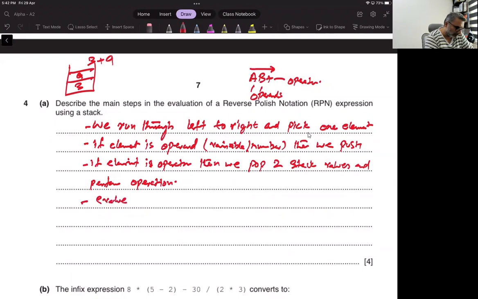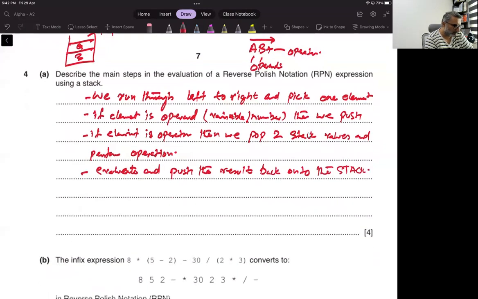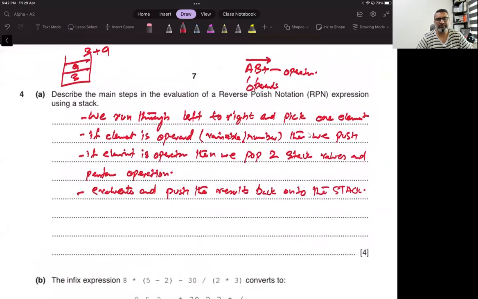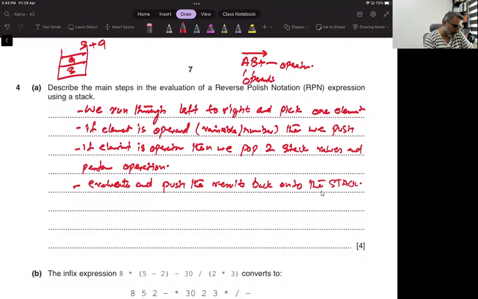Evaluate and push the result back onto the stack. That's it. So we run through left to right and pick one element at a time. If the element is an operand, either a variable or a number, then we push it. If the element is an operator, then we pop two stack values and perform the operation. Perform the operation means evaluate. The evaluated answer is pushed back to the stack.